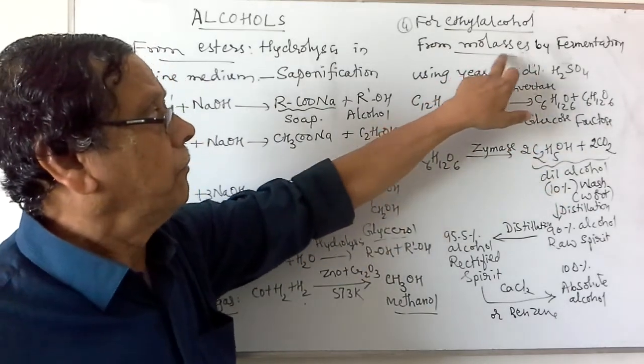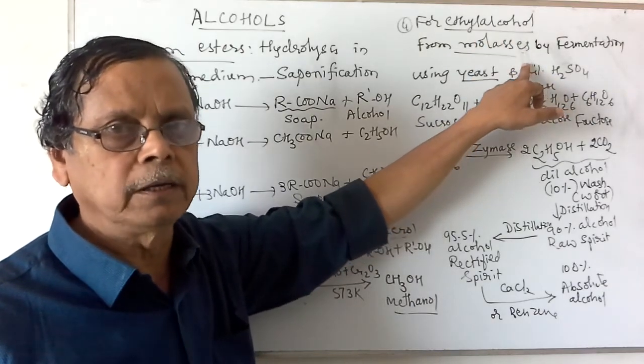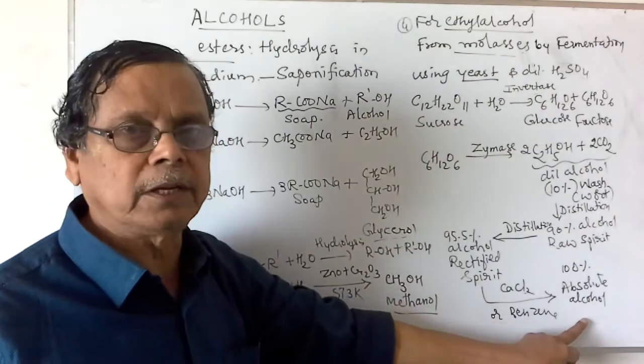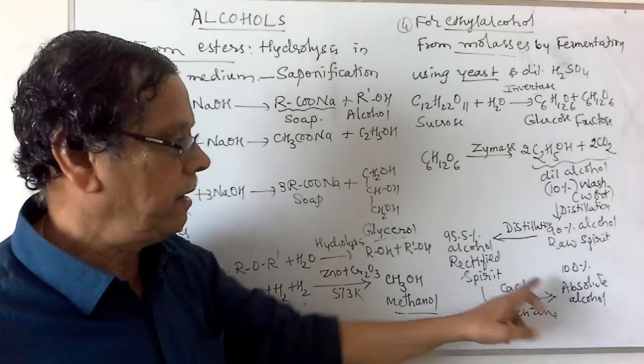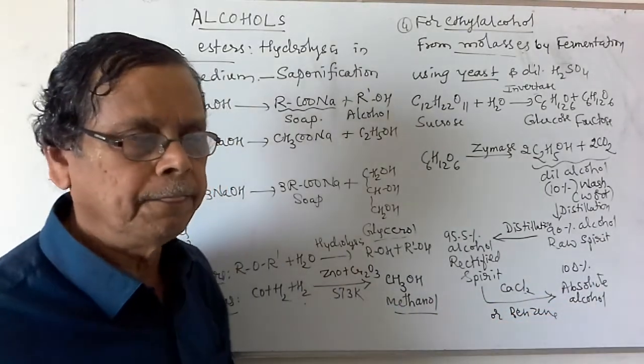In the sugar industry, wherever there is a sugar industry, there will be molasses as a byproduct. Using this molasses as a byproduct, we can manufacture the absolute alcohol. So wherever there is a sugar industry, there is an industry which manufactures this alcohol.